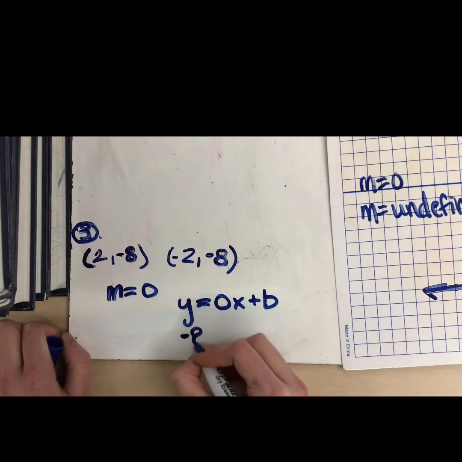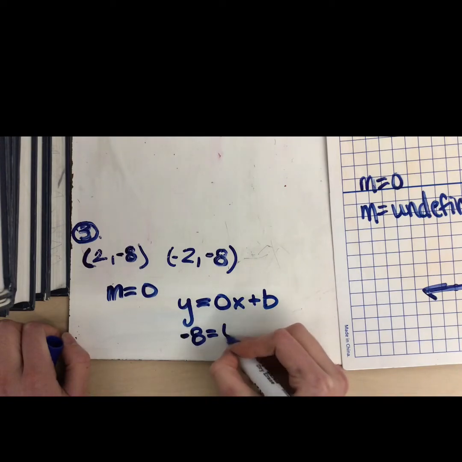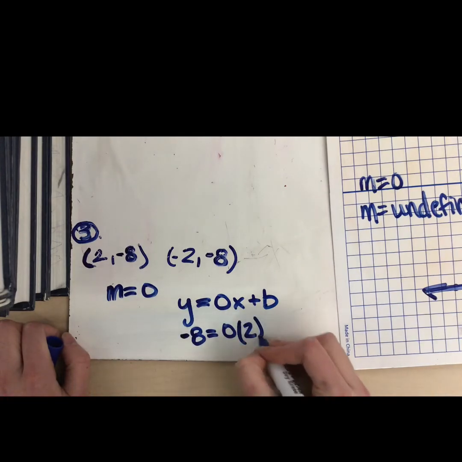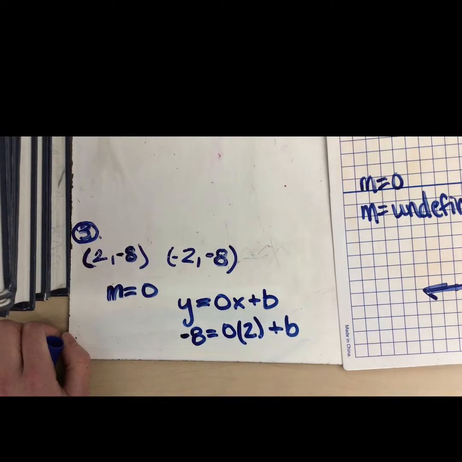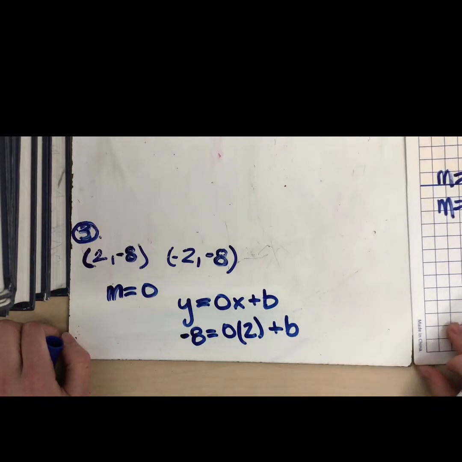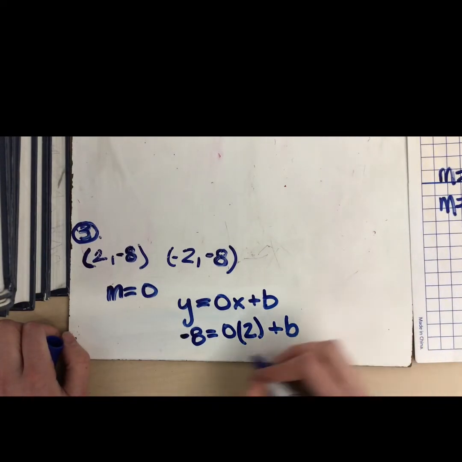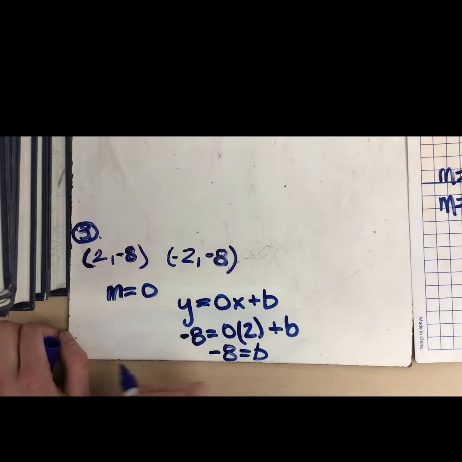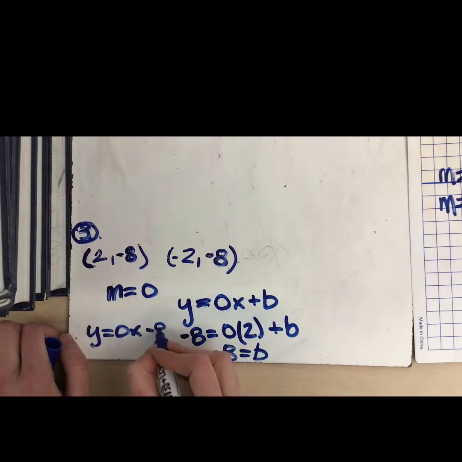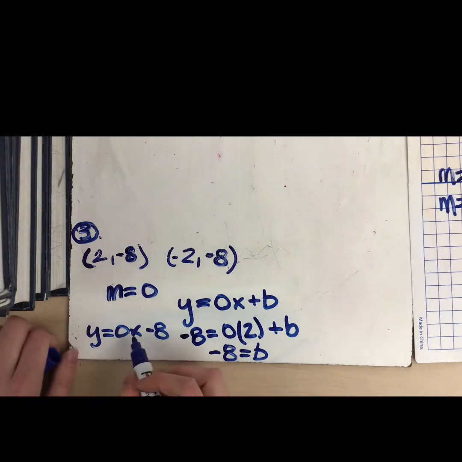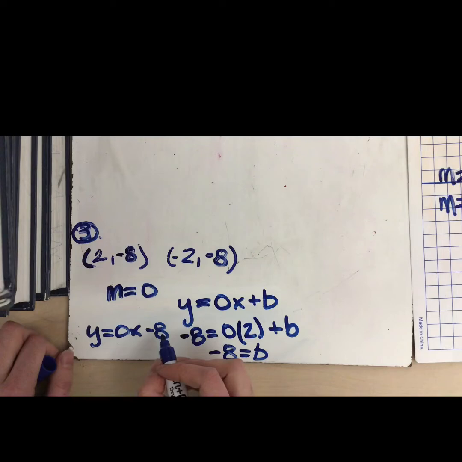If I use -8 and I plug in 2 for x, I have 0 times 2 plus b. Well, 0 times anything is going to give me 0. So this really just says -8 is b. So for my final equation, we'd plug that in. Y equals 0x minus 8. However, for these equations, when we have 0, if it's for our slope or if it's for our intercept, we would just say y equals -8.